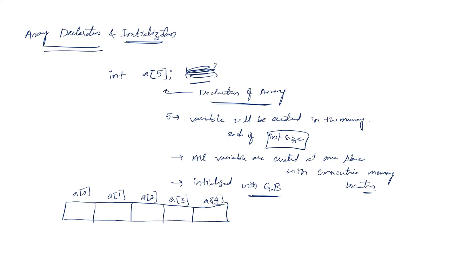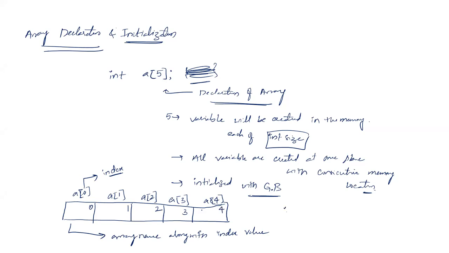And remember, this is called the index. The value given for a variable is called the index value. We represent any variable, that is any memory location, with the array name along with the index value. So what is the index value of this memory location? 0. The index value of this memory location is 1. This one is 2, this one is 3, and this one is 4.